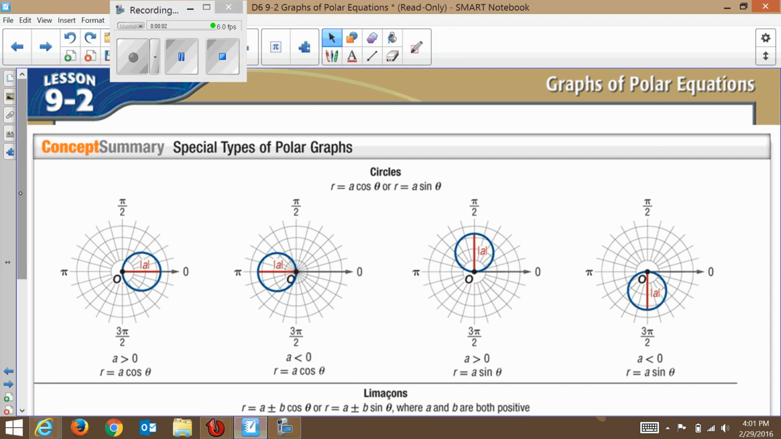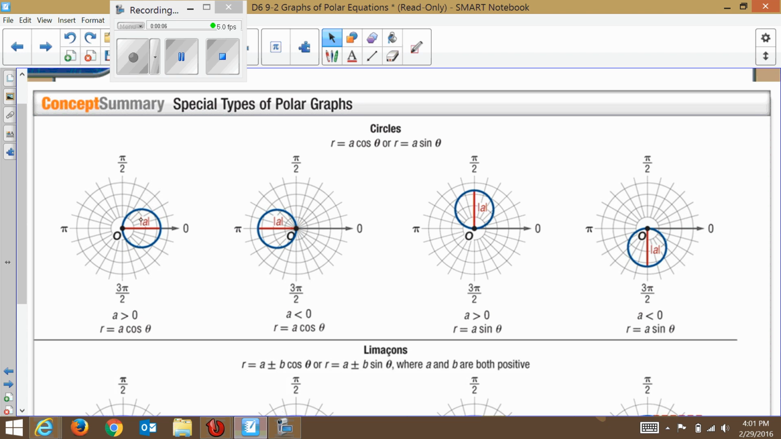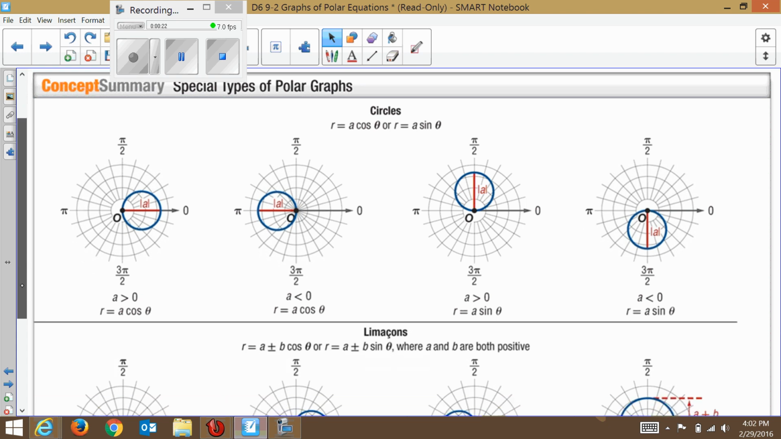So now let's look at some special types of polar graphs. We could have a circle. These come from just a cos or a sine. If it's cosine, it will go to the right if a is positive. If a is negative, the number in front, it will go to the left. Sine, if a is positive, up. If it's negative, down. It's a circle.